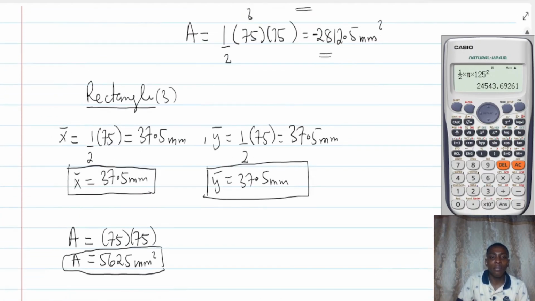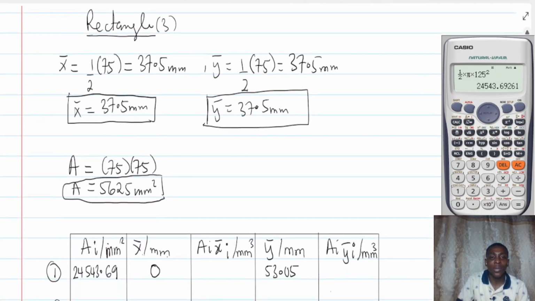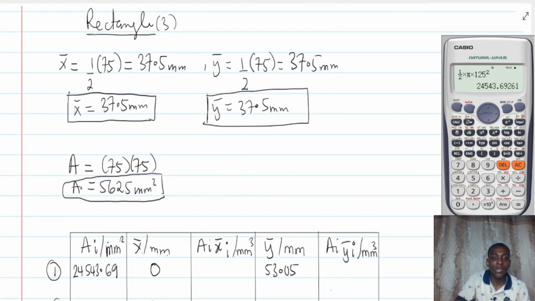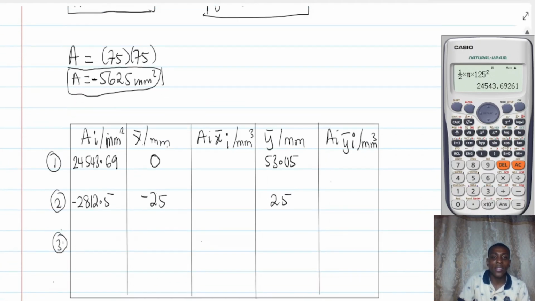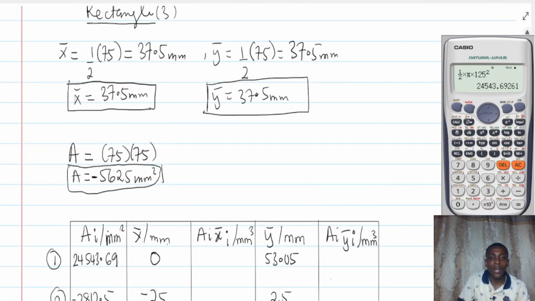Finally, with the rectangle, let's not forget that the rectangle is also a whole. So we would have to negate the area of the rectangle. So the x bar is, okay, so minus 56.25, 37.5, again 37.5. All right.